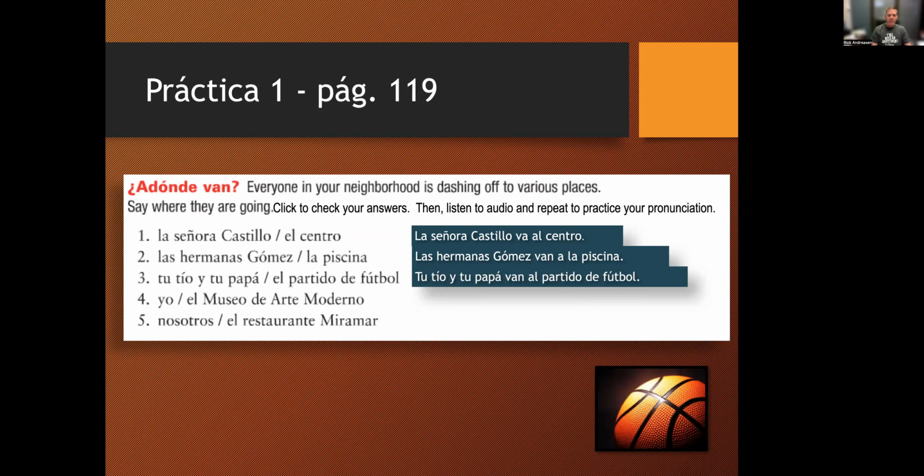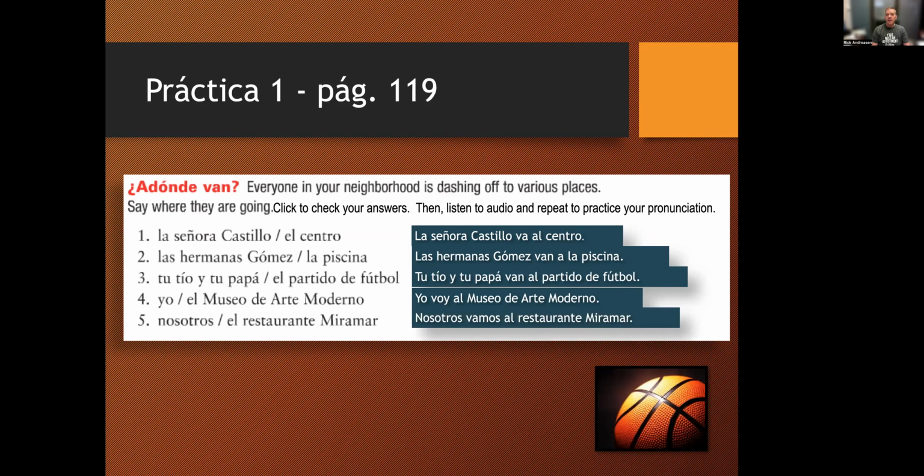Otra vez, a más el equals al. Número 4, yo, el Museo de Arte Moderno. Yo voy al Museo de Arte Moderno. Y número 5, nosotros, el restaurante Miramar. Nosotros vamos al restaurante Miramar.